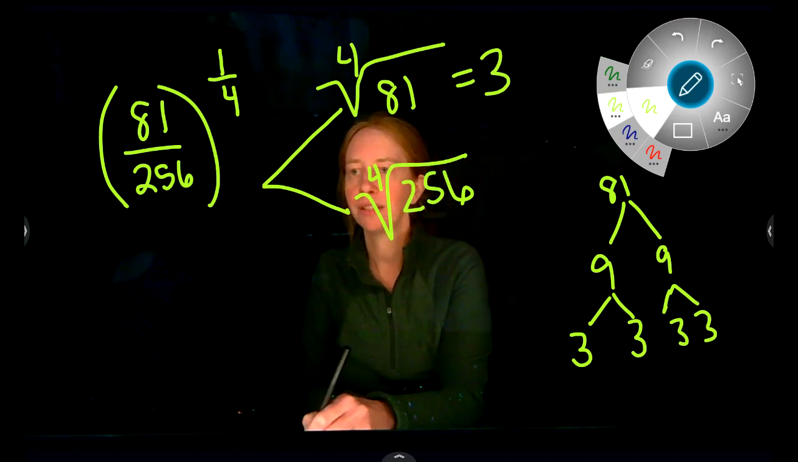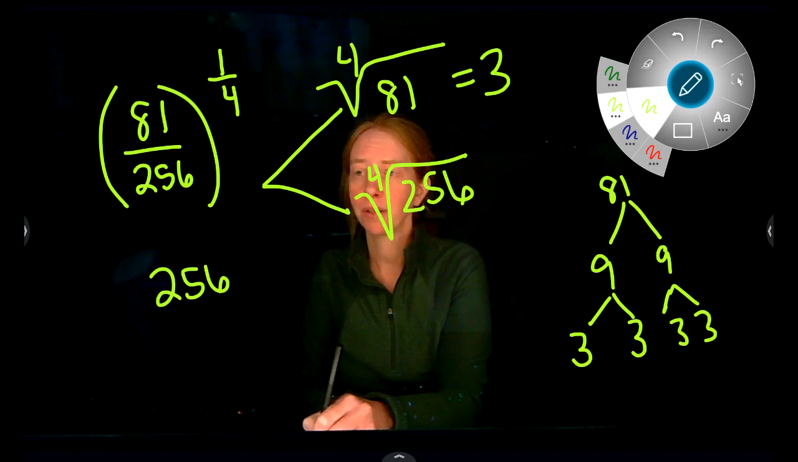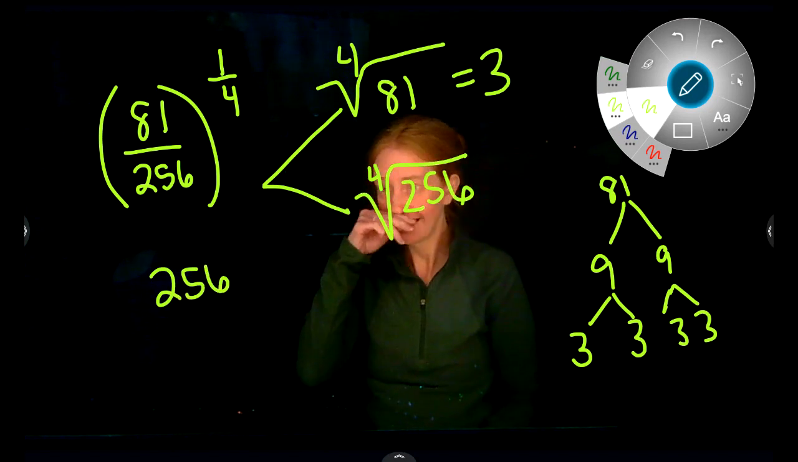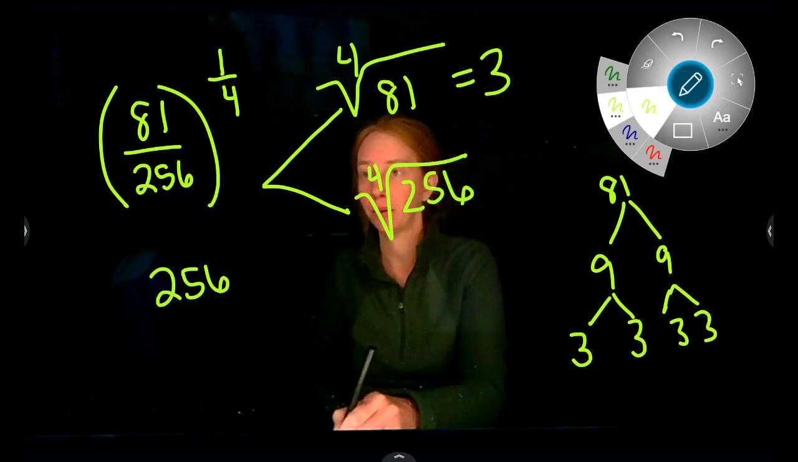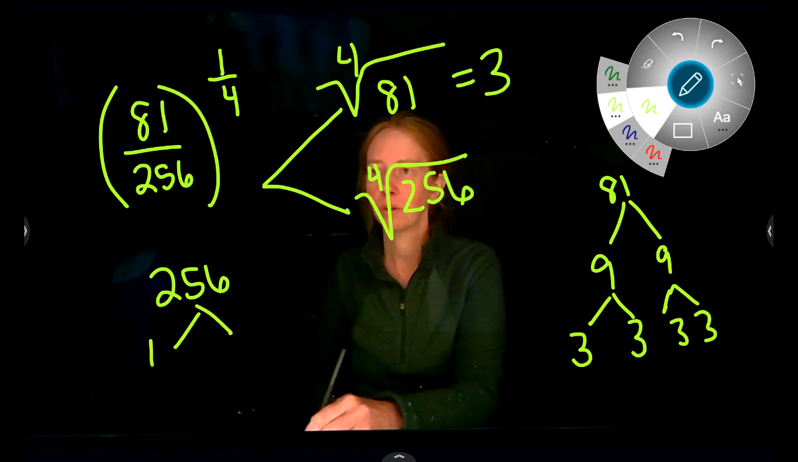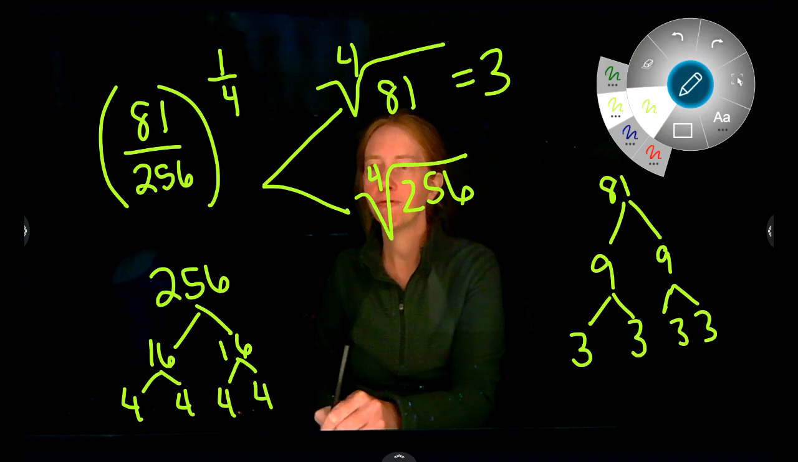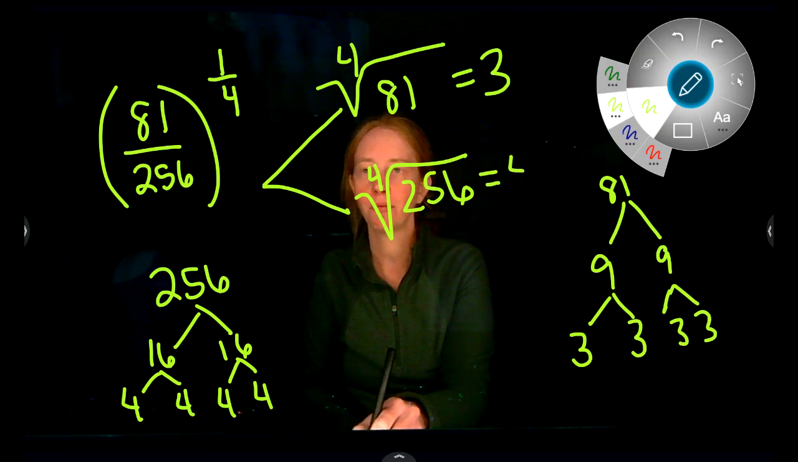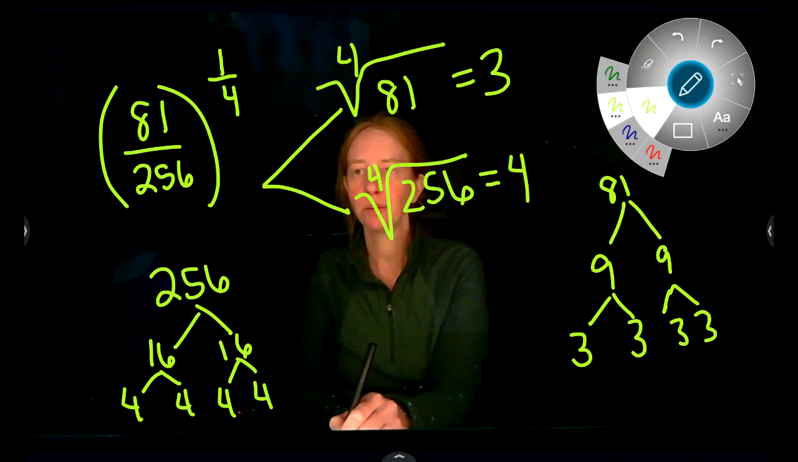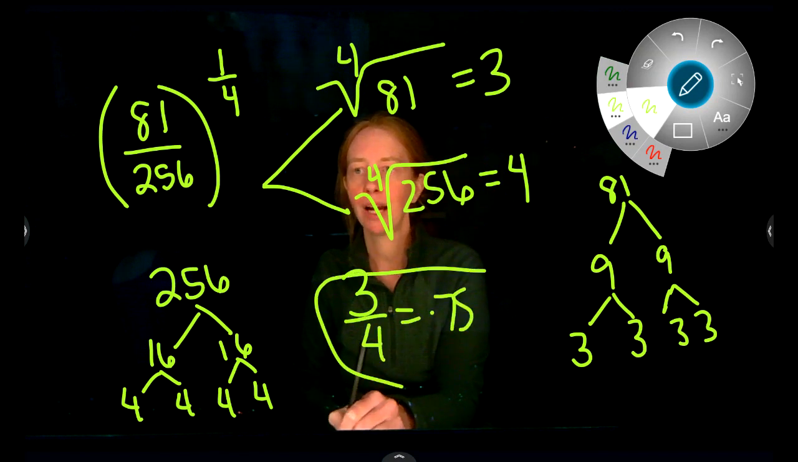Okay, now 256. That one is also a perfect square. 256. I'm just going to double check myself because sometimes my brain says silly things and then I don't know what I'm talking about. Okay, I was right. So 256, square root of that is 16. And the square root of 16 is 4. So easy again, the 4th root of 256 is that bottom row of my factor tree, which is 4. Now I'm going to put those fractions back together. 3/4 equals 0.75, however you want to write it.